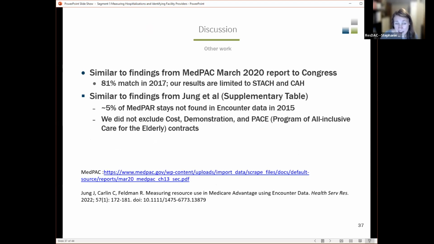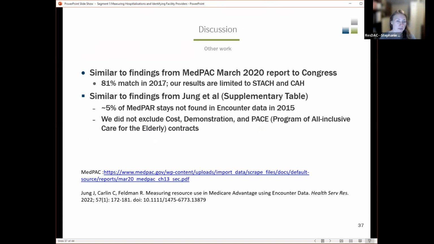There has been, like I said, other work done on this. MedPAC, in their March 2020 report to Congress, which I do have in the course page as a resource if you wanted to look at that, found an 81% match in 2017. Our results were limited. They didn't, as far as I know, do any limitation to hospital type. We were looking at short-term acute care hospitals and critical access hospitals for that particular comparison.